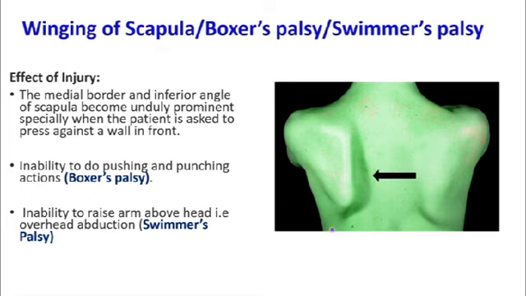Now we will see the winging of scapula. It is caused by an injury to the long thoracic nerve, which results in paralysis of serratus anterior. How and when does it occur? It may occur in mastectomy with axillary node dissection.